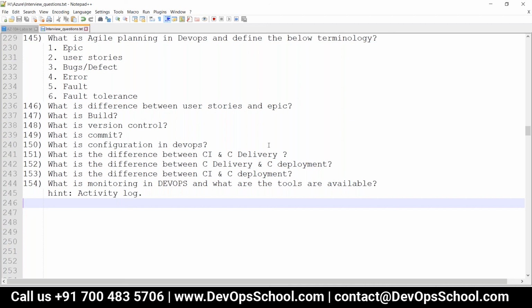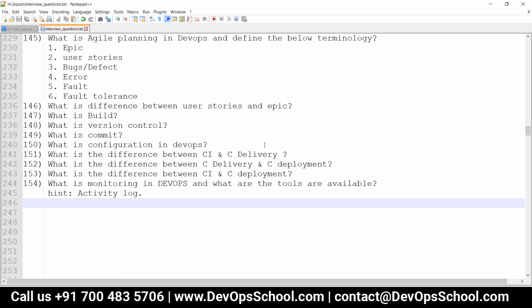The training cost of SAFe Agile is 50,000. You will get very good money and all, but my suggestion, do not waste your money there. Just take the complete training, 8 hours of training on Agile, which I used to provide, because you have already done the Azure DevOps training.